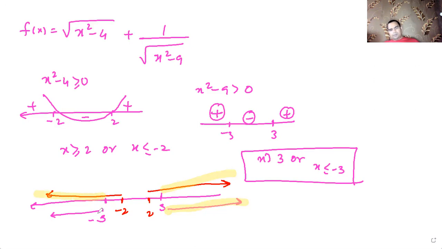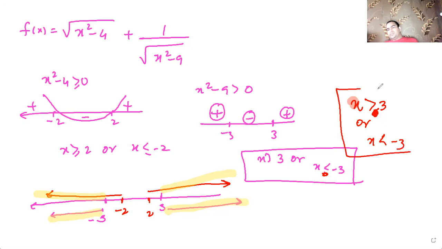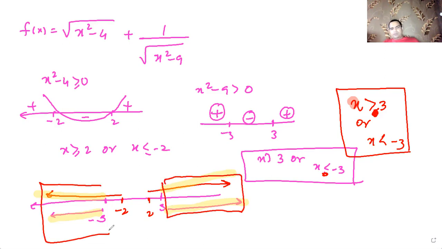So when I combine them, the combined function will be defined for x greater than 3, not equal to, because this one does not include the boundary values. So x greater than 3 or x less than negative 3. This will be the resulting domain for this combined function. So what you're looking at is where the common intersection of the domains is, which you can see clearly from here. So that's how you find the domain for square root functions.